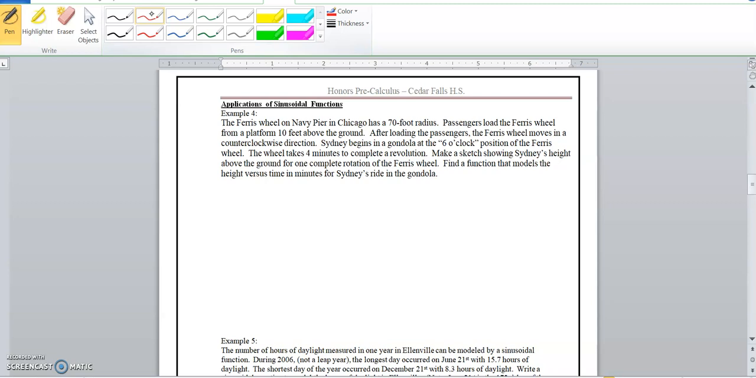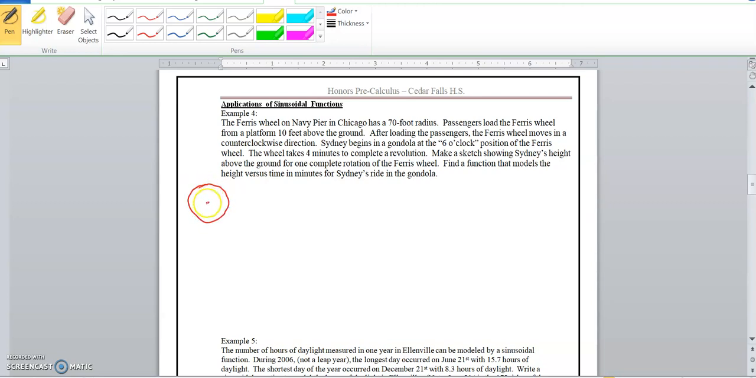All right, then once you've read through and you fully understand from start to finish what you're doing, what you'll notice on this problem, it actually asks you to make a sketch showing the height above ground. Then it's kind of a two-part problem. Second thing you do is find a function. So in order to do that, I'm going to even do an additional step just so that we have an idea what we're working with.